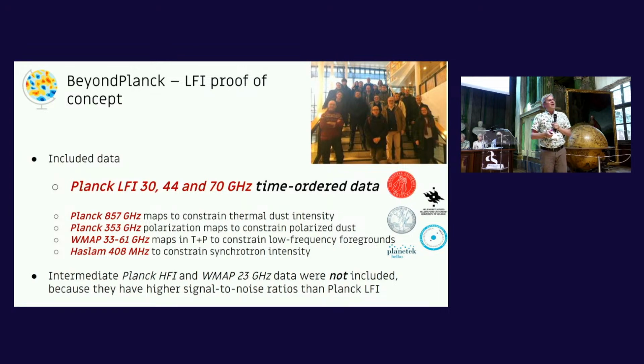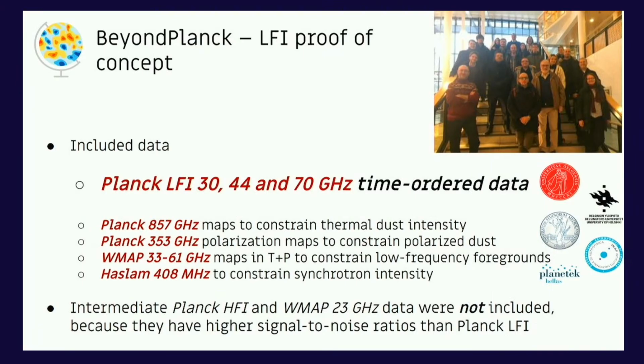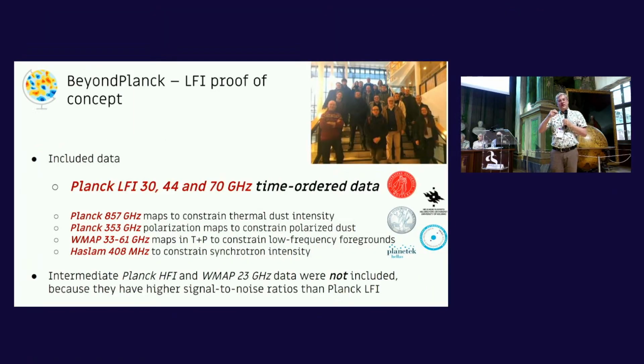Does that work? It sounds amazingly ambitious. How can you imagine doing something like that? The first code that followed directly from this LFI for-loop iteration process is called BeyondPlanck. The idea was indeed to continue with those iterations and not do it 4 times, but do it 4,000 times and see where we end up. So what we did then, and you can recognize a lot of people here, was to take the LFI 30, 44, and 70 gigahertz time-ordered data together with a few selected data sets from Planck and WMAP to control foregrounds, plug that into this machinery and see what we get.